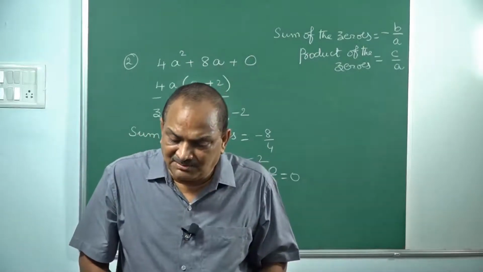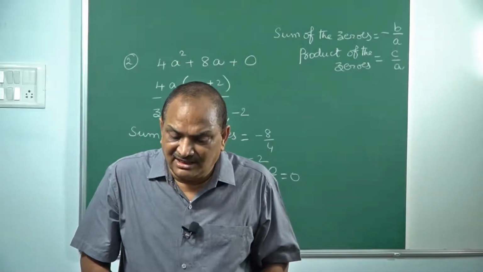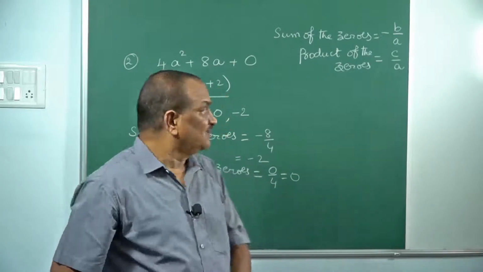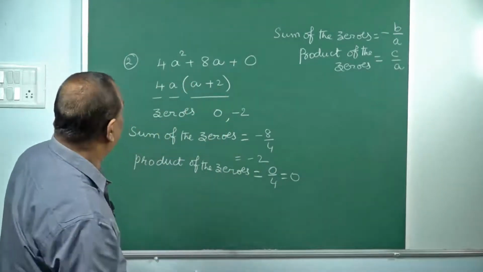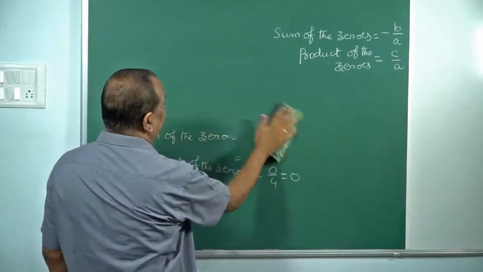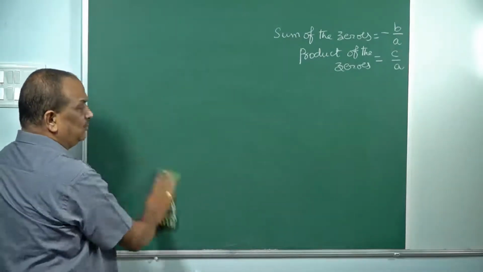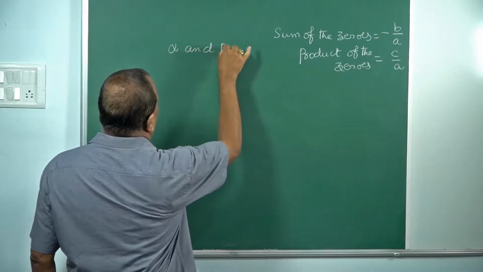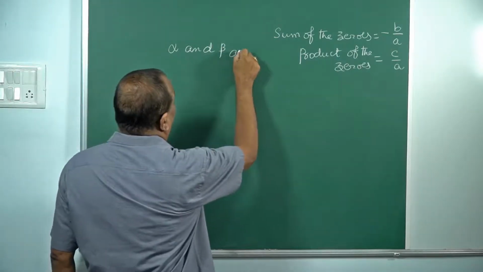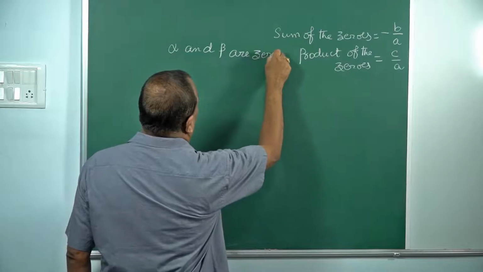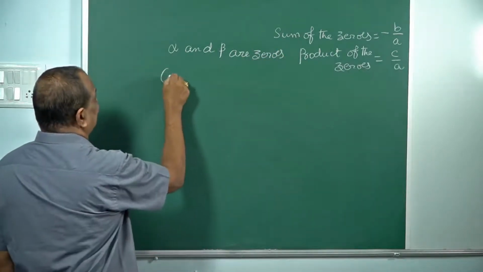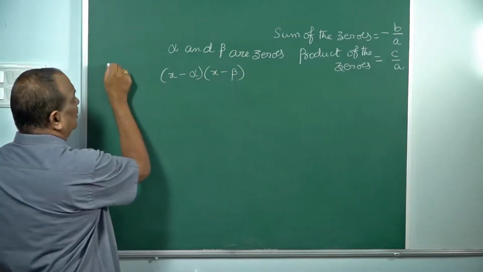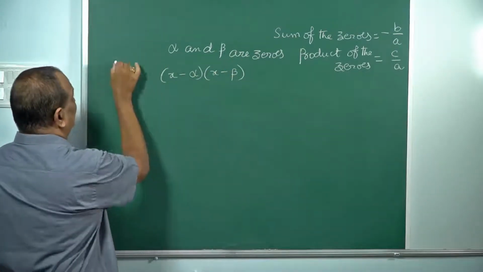My next and last problem is a very simple one. Find a quadratic polynomial each with the sum and product of the zeros respectively. Okay, and I can orally give the answer for that, and let us see. If you are given alpha and beta as zeros, how do you write the quadratic polynomial? That's it, x minus alpha times x minus beta. So this is the polynomial. If you are given the zeros, this is the polynomial.